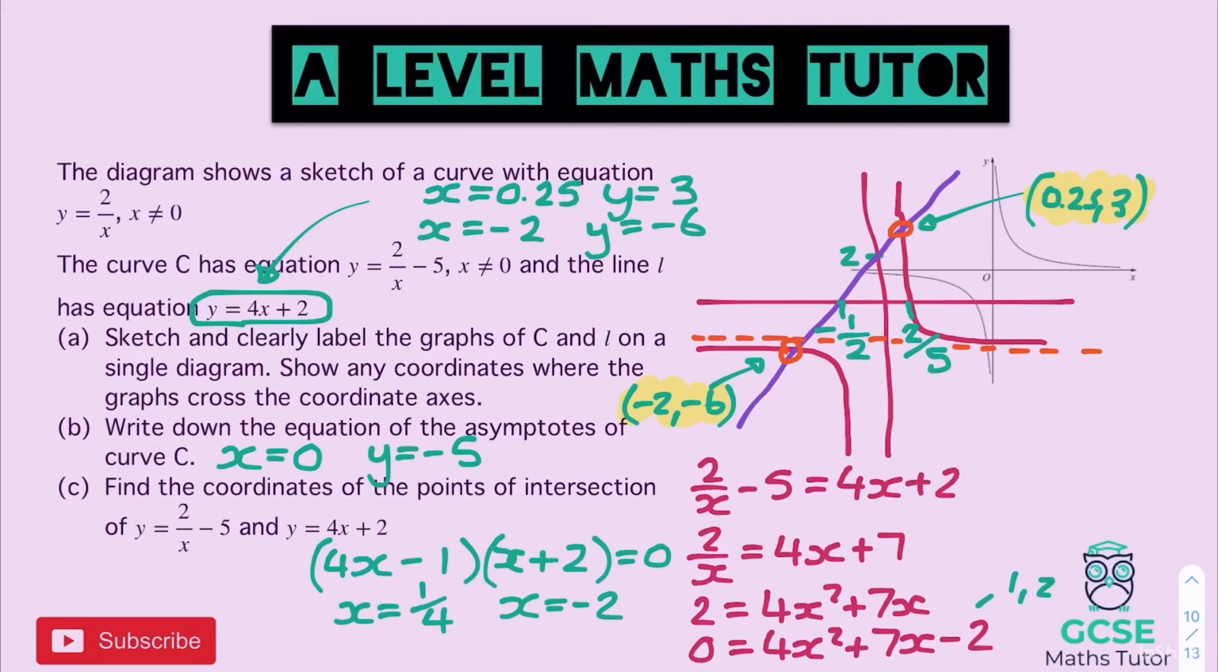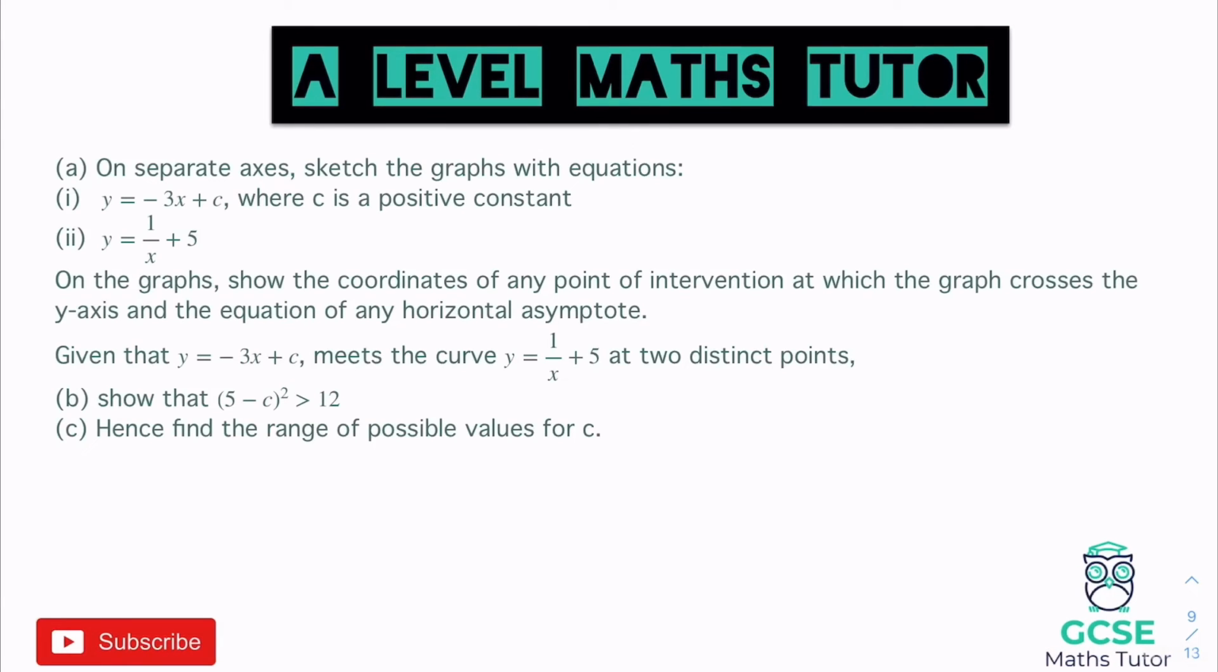What we're going to have a look at now is an exam style question that's a little bit trickier and a little bit more maths involved, but one that you can always have a go at, and obviously we will be going over the answer. So let's have a look at our final question now. Okay, so for our final question here, it says on separate axes, sketch the graphs with these equations, and we have y equals negative 3x plus c, where c is a positive constant.